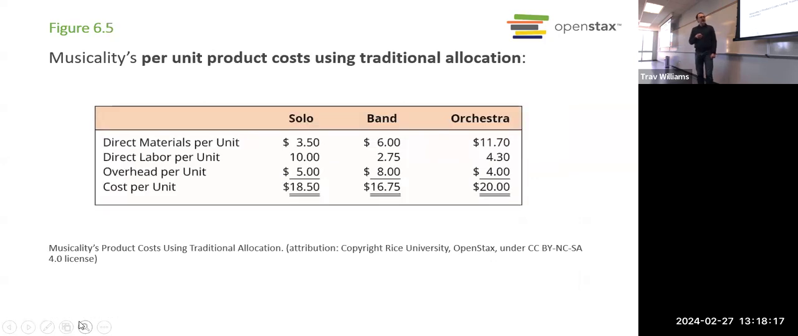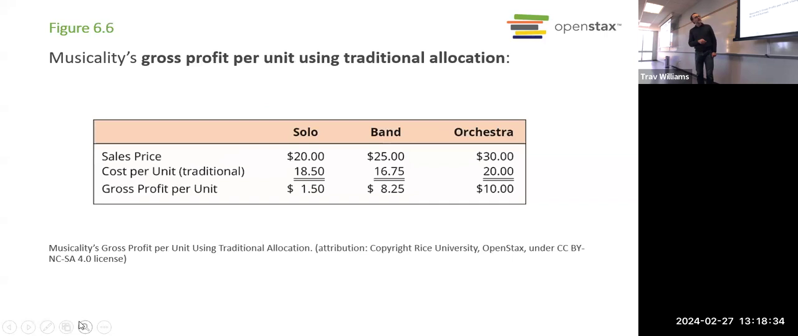Okay, so now we can take that per unit overhead rate that we just calculated and add it to the material and labor cost, and we get a total cost for each version of their product. Okay. Now you can subtract the total cost that we just calculated from the total price, and you see the gross profit per unit of product.